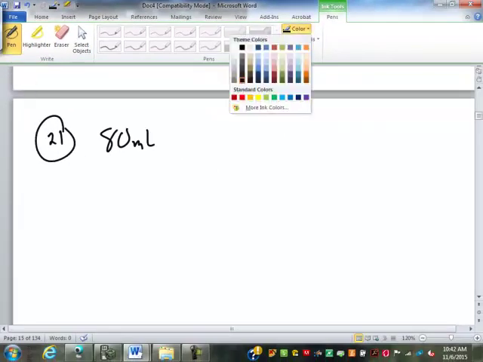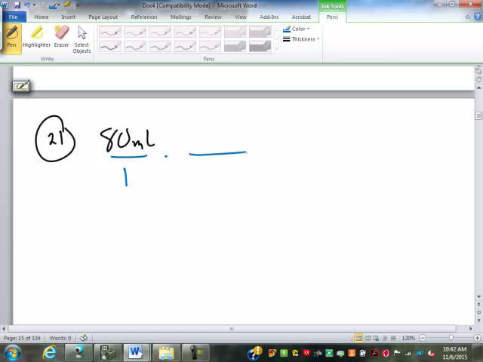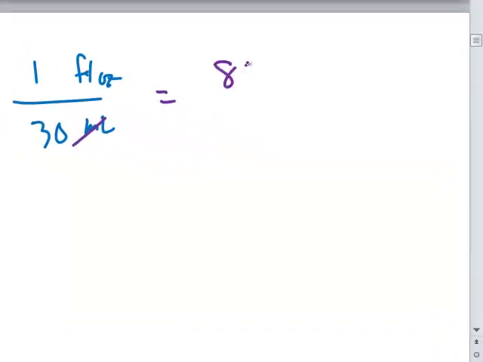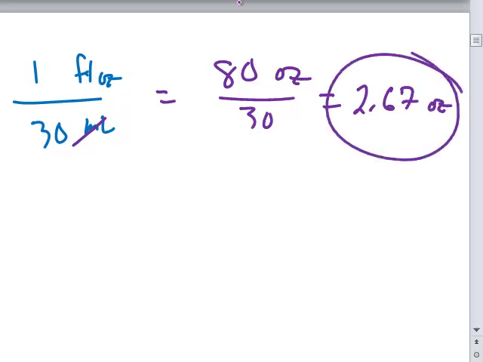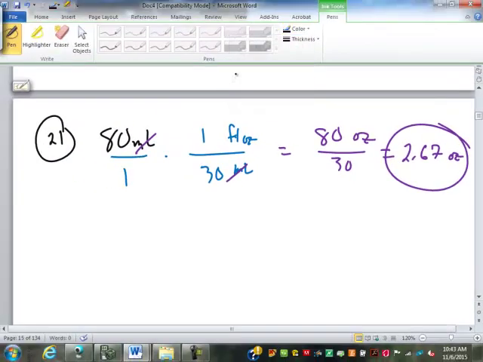We have 80 milliliters, and all we are being asked to do is convert that into fluid ounces. 1 fluid ounce is, depending on which page of the book you look in, 29.9 or 30 milliliters. So milliliters cancel out. You have 80 fluid ounces over 30. That'll divide to be 2.67 fluid ounces. I know that one wasn't very nice.